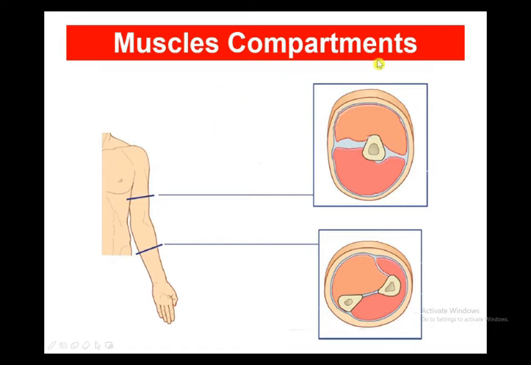Let's talk about the muscle compartments. Arm is the region that starts from the shoulder to the elbow. So if we cut it in a transverse section, we will get two compartments of muscles and one bone, the humerus. So anteriorly this compartment, and posteriorly this compartment, are separated by the septum.